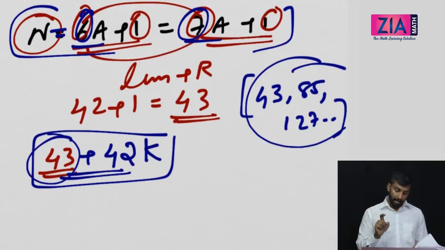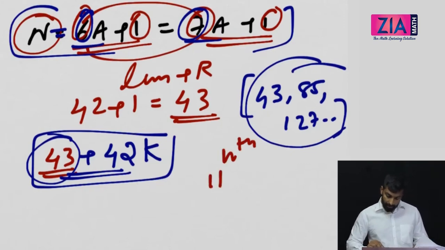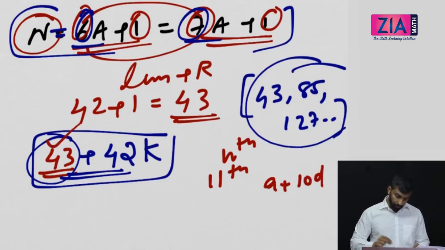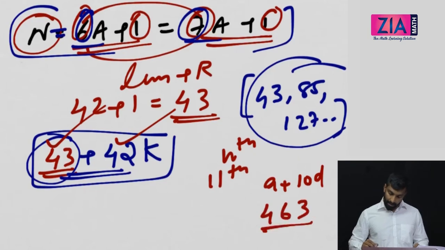Now any question which can be asked from an AP can be asked here. They can ask you the nth term. If I am asking the 11th term, how will you find it? You will find A plus 10D. A you know is 43, D you know is 42. So that is nothing but 463. Why? 10D is 420 because I know D is 42, and A is 43, so I add that to get 463.